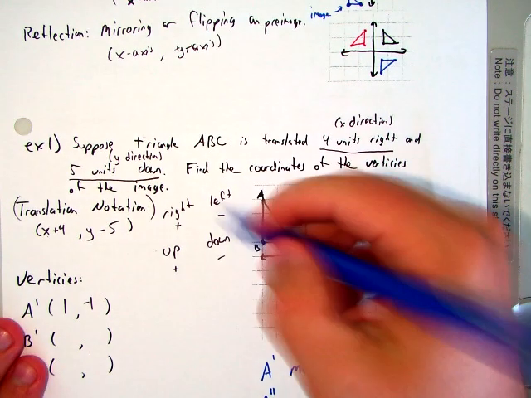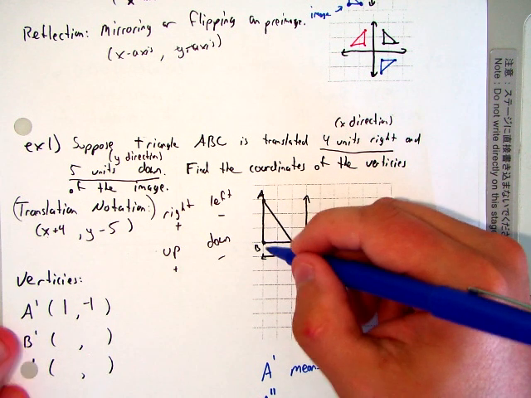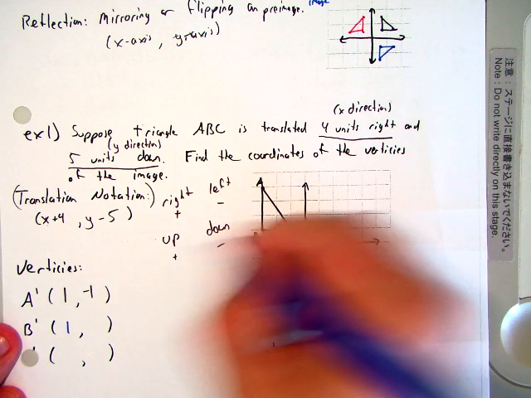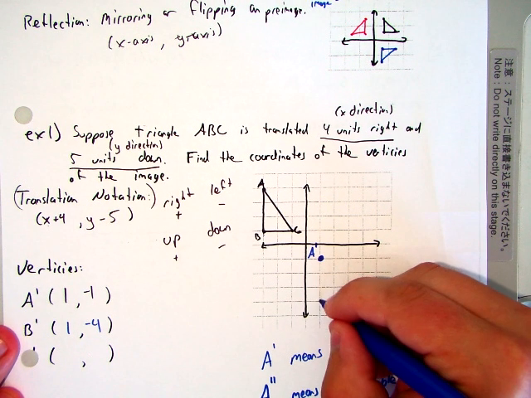Next, B is still at negative 3, but now it's at 1. So negative 3, 1. Negative 3 plus 4 is 1 again. And 1 minus 5 is negative 4. So B prime is going to be here.